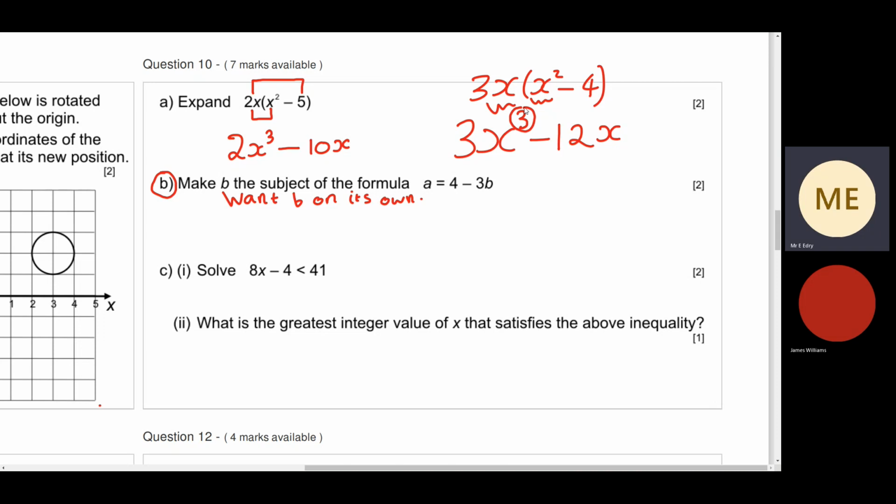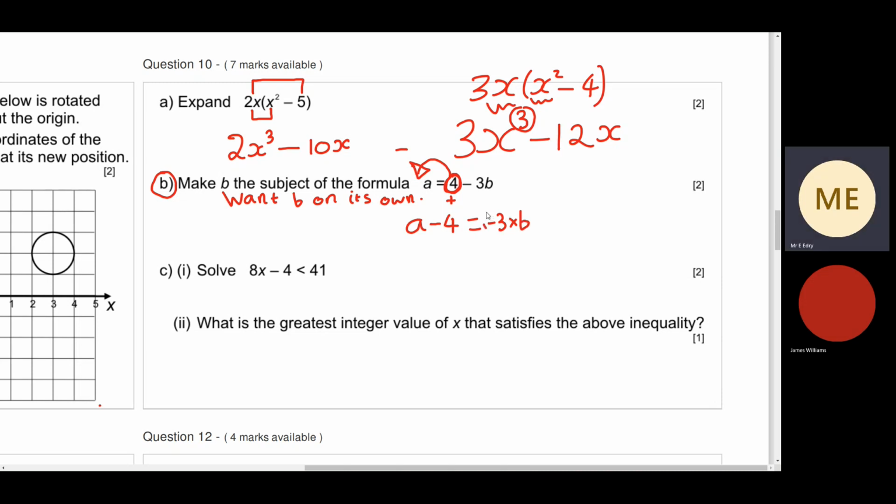So with B, we want to make B the subject, okay? So what we need to do that is take away 4, because I want to get rid of that 4 first. So I take it over the equal sign. Now, as it is on the right-hand side, it's a plus. So when it goes over the equal sign, it turns into a minus. So we get a minus 4 equals minus 3 times b.